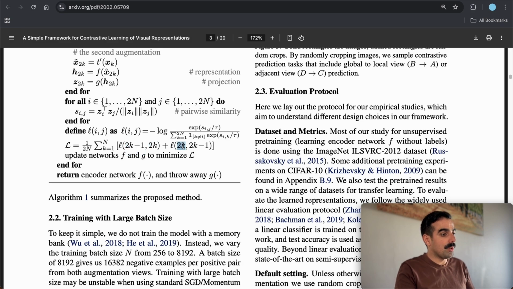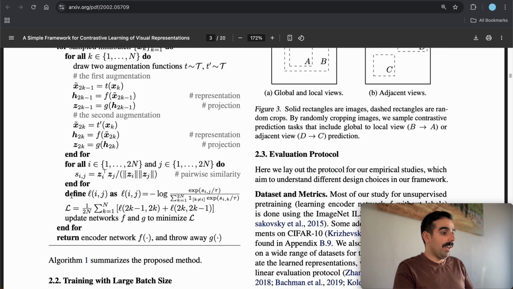Then we're passing 2k as i and 2k minus 1 as j. So we are computing basically the symmetric loss, and we are adding these together. And after computing the loss, we update the networks f and g to minimize L and return the encoder network, because this is what we need, the visual representations, and we throw away the projection head. The sole purpose of the projection head is to minimize the loss.